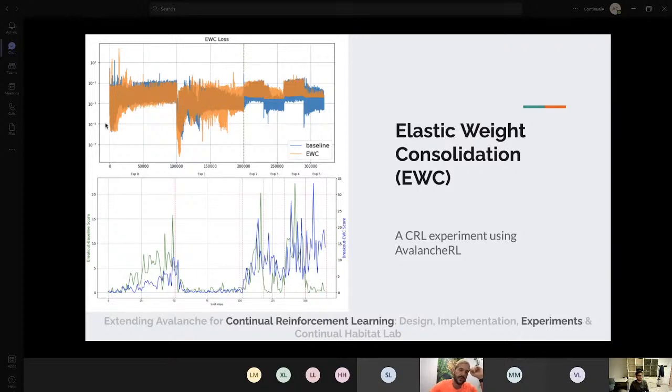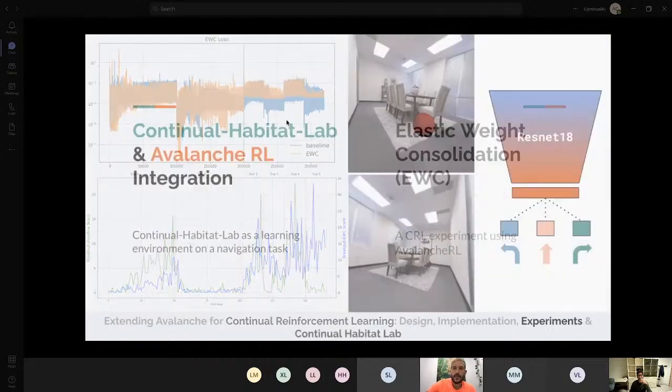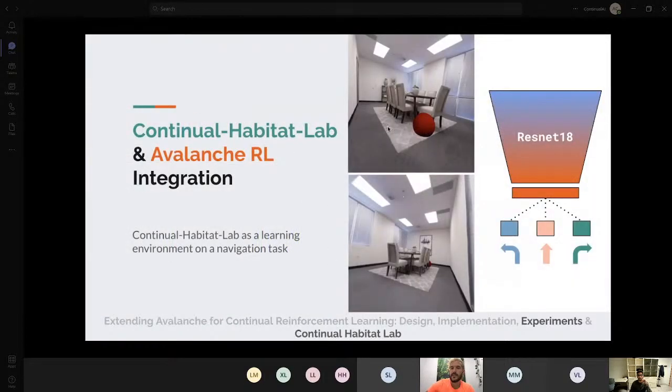And on the upper part, we instead see just the effect of the EWC loss. So we see that, as it happens in the EWC experiment, we first train without any penalty, and then we add the loss penalty computed from the Fisher matrix, and then we see that the loss is impacted immediately. And finally, we integrate both components and we test them out together.